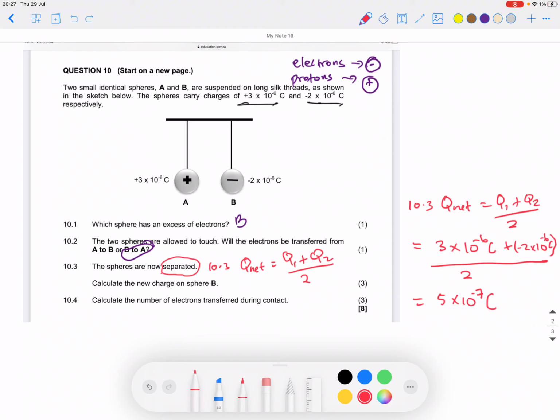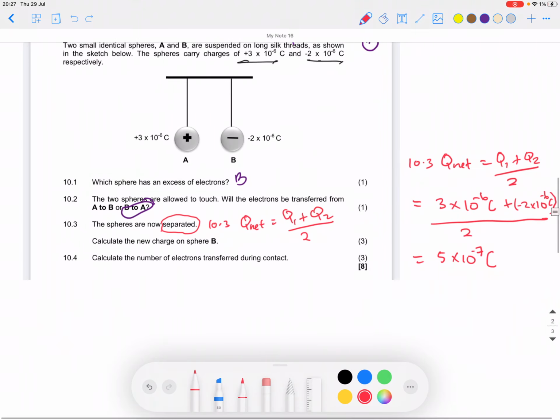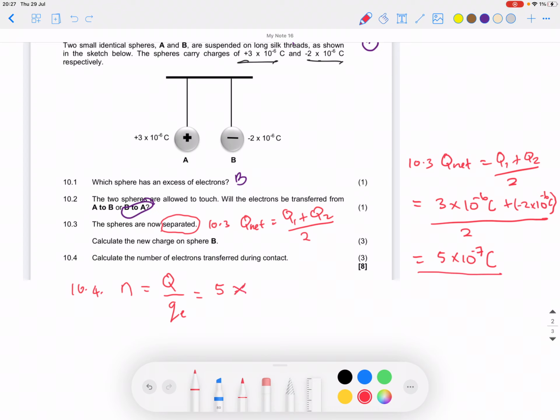Alright. Now they say calculate the number of electrons transferred during contact. We're going to fetch the formula for quantization of charge, the second formula, which talks about the number of electrons equals charge over Qe. Our charge in this case is the charge that we found here, which is 5 multiplied by 10 to the power negative 7.